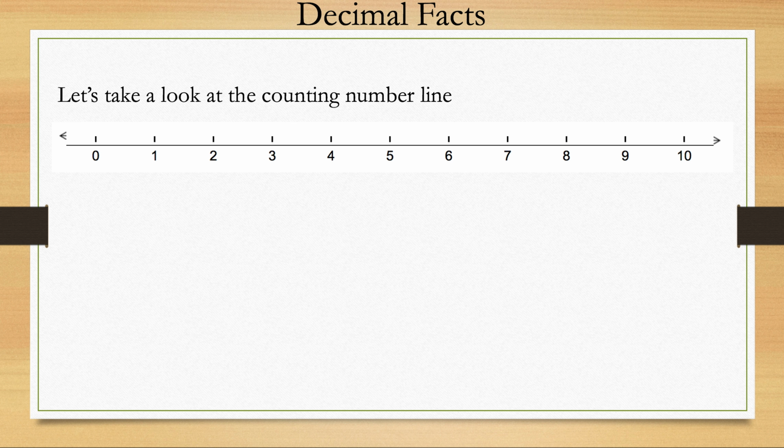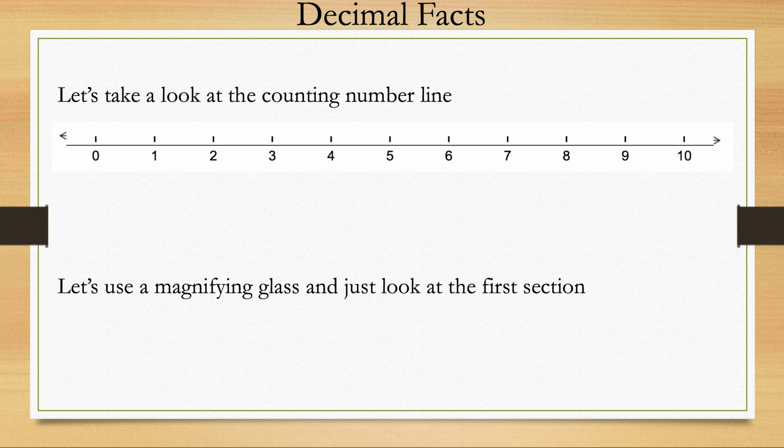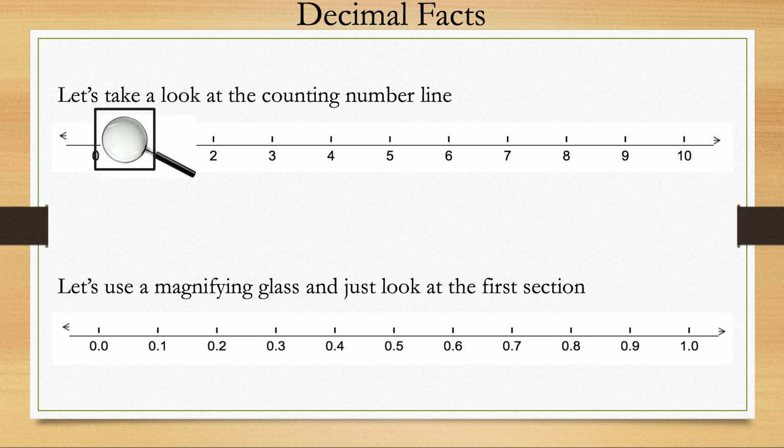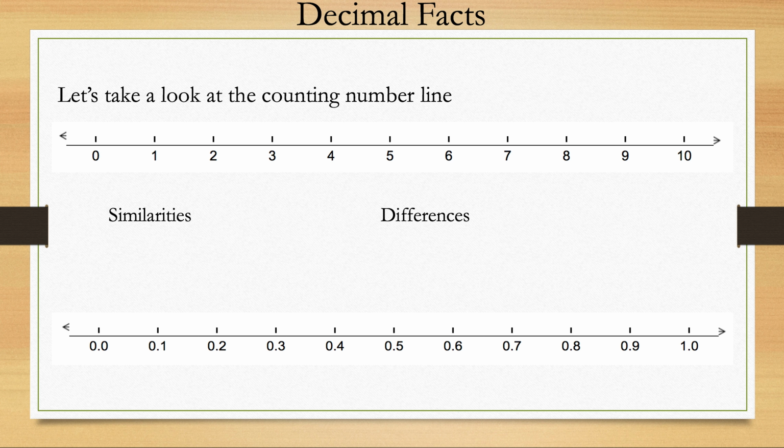Let's take a look at this counting number line. You have counting starting from 0 to 10 by ones. So let's take a magnifying glass and just look at the first section. If we zoom in, you will see that it is very similar to the one on top. Now let's take a look at the similarities. Same number of sections. There are 10 sections in each one. There are 10 numbers other than the 0. And then let's take a look at the differences. The bottom one has decimals.